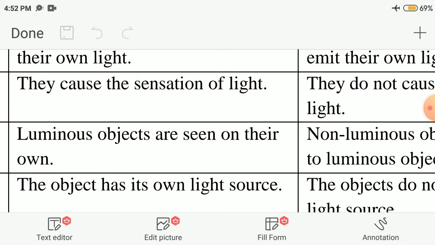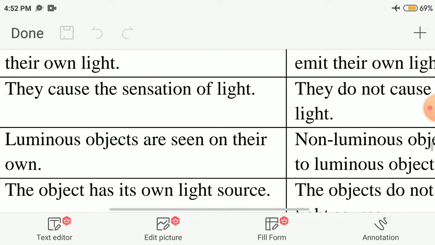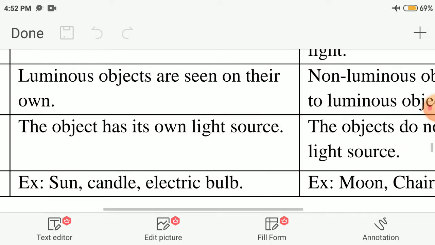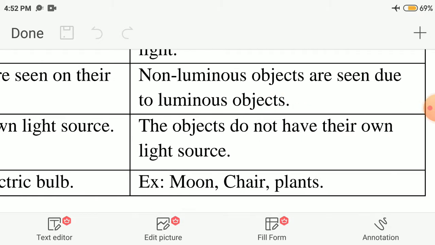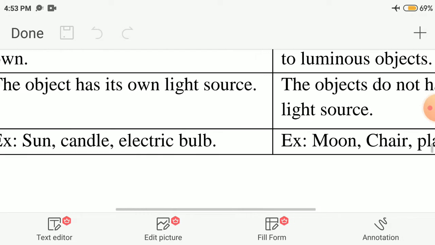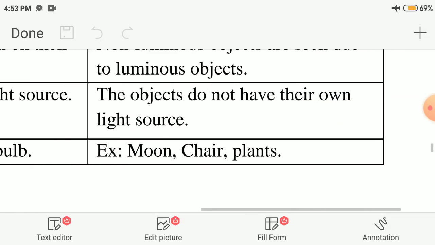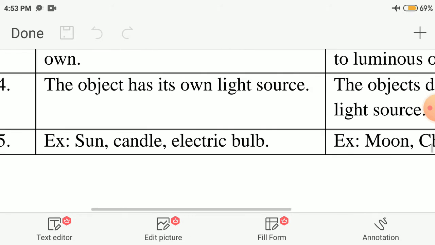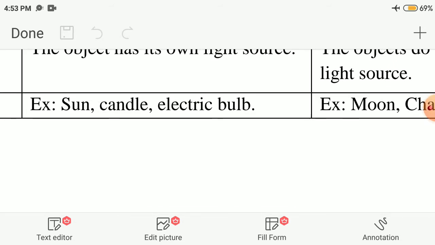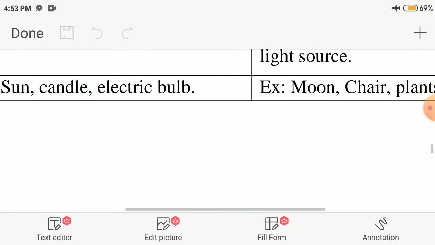Second point, luminous objects cause the sensation of light. Non-luminous objects do not cause the sensation of light. Next, third point, luminous objects are seen on their own. Non-luminous objects are seen due to luminous objects. Luminous objects have their own light source. Non-luminous objects do not have their own light source. Luminous object examples: sun, candle, electric bulb. Non-luminous object examples: moon, chair, plants.